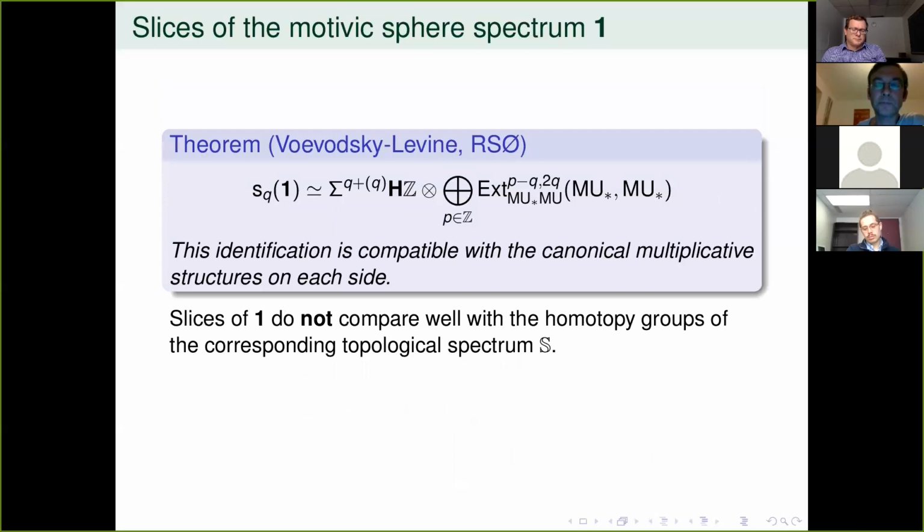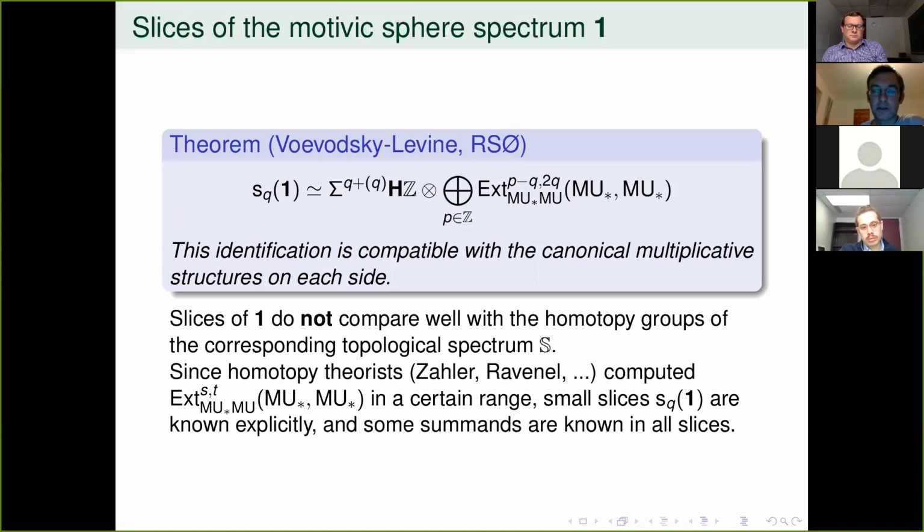So the first statement is that the slices of the sphere do not compare well with the homotopy groups of the topological sphere spectrum, which I guess is now an advantage, because we have control over the slices here, maybe a bit more than over the stable homotopy groups of topological spheres.